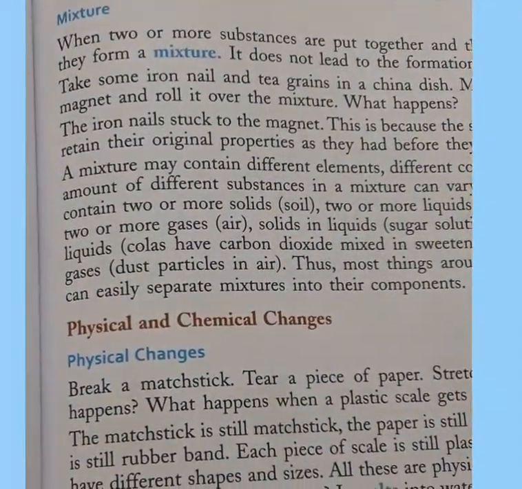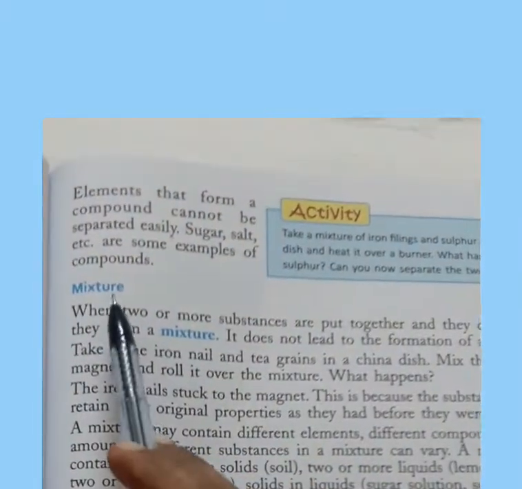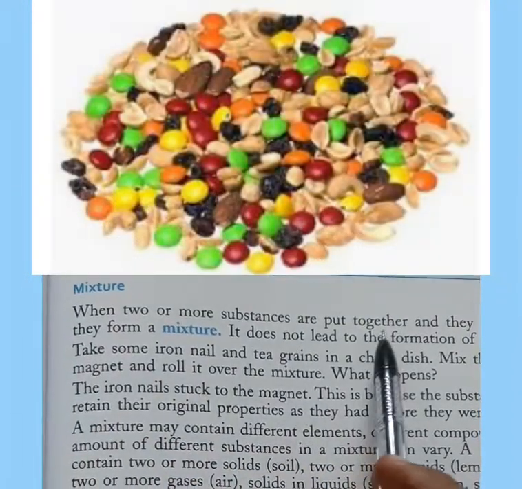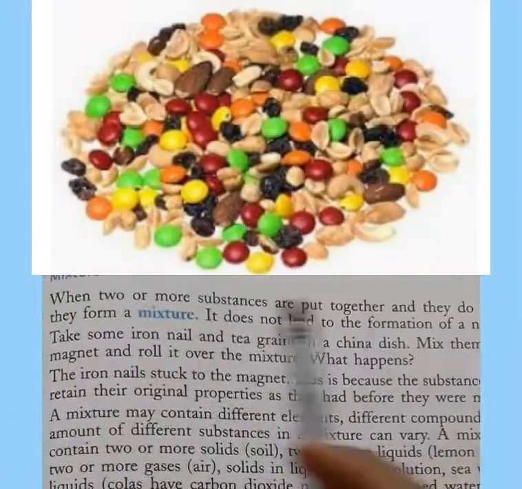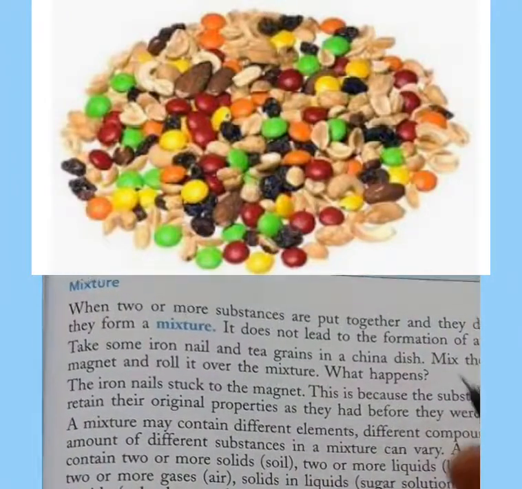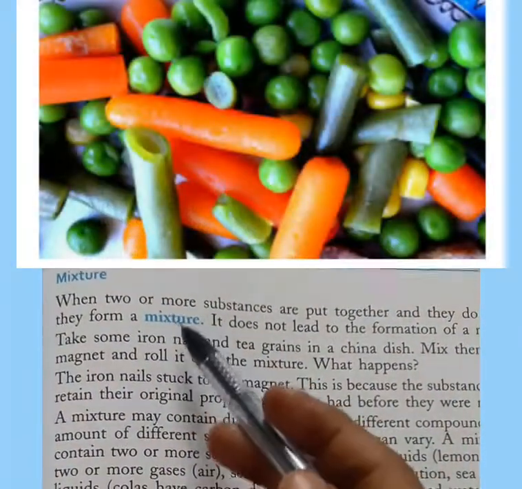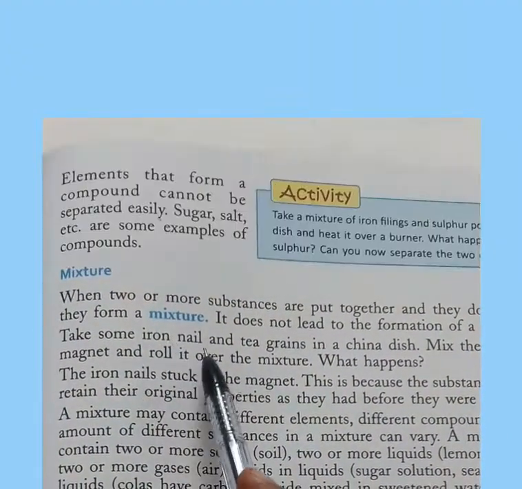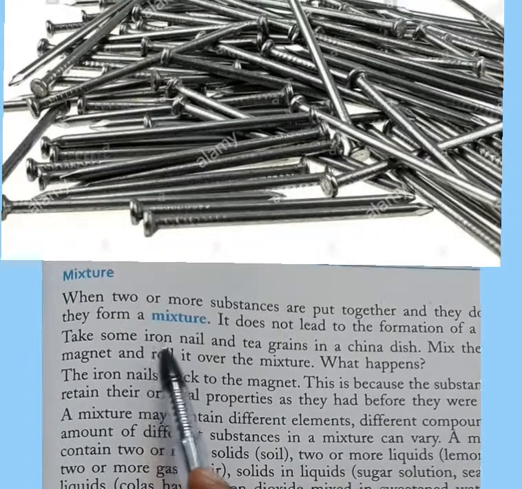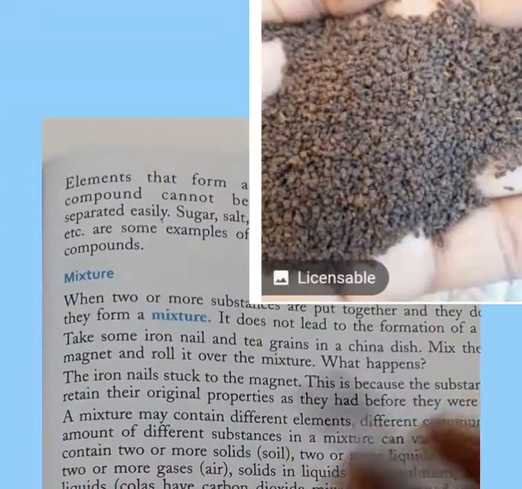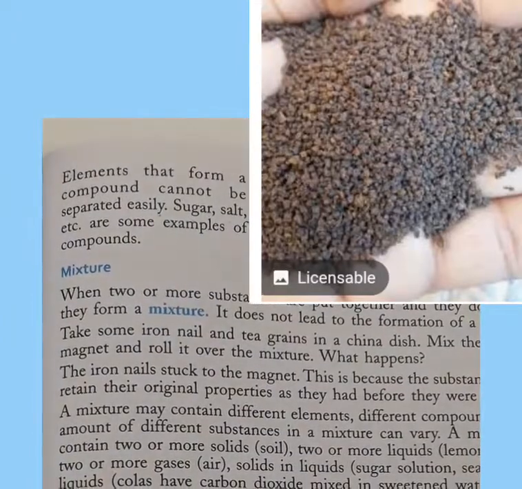What is a mixture? A mixture is when two or more substances are put together and they do not combine, they form a mixture. When two or more substances are mixed with each other, they form a mixture and they can be in any ratio. For example, take some iron nail and tea grains. Iron nail means keel and some tea grains, that is chai patti. And when we mix them, it will form a mixture.